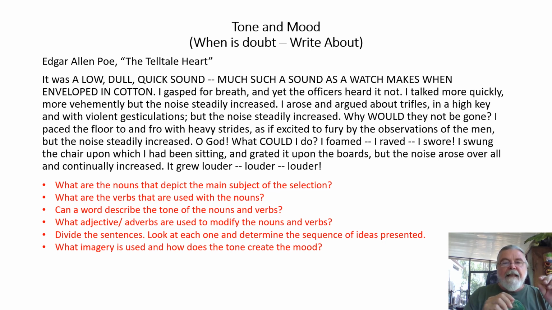So if we look at the nouns, we're talking about a noise, sound. The sound increases all the way: louder, louder. Then the verbs that the author uses go along with that idea and start off sitting, then standing, then pacing. That's the tone. And what mood does it create for the reader? This is your assignment. Write an extended paragraph on this Edgar Allan Poe, The Telltale Heart excerpt. Good luck.